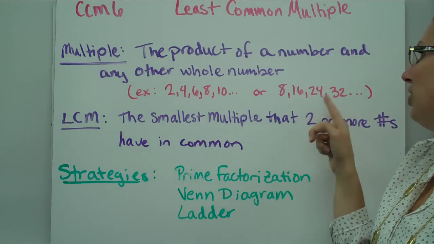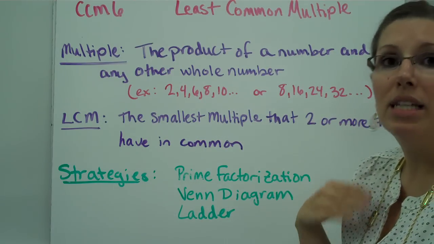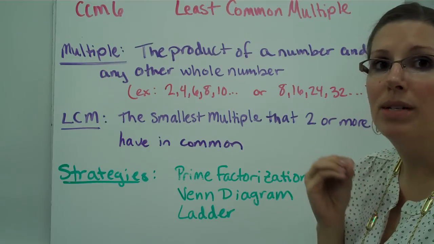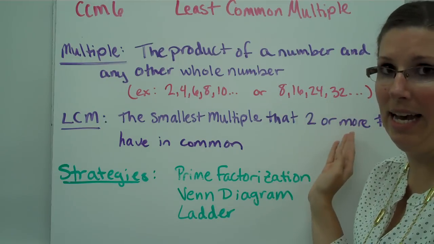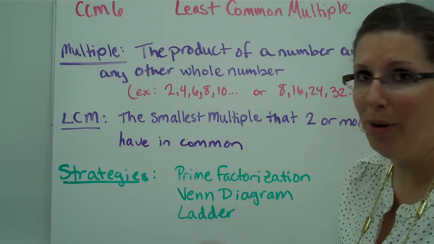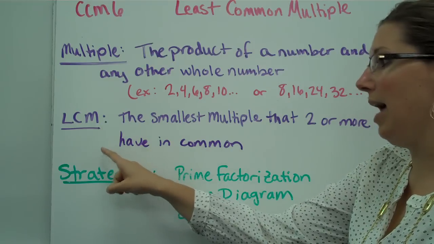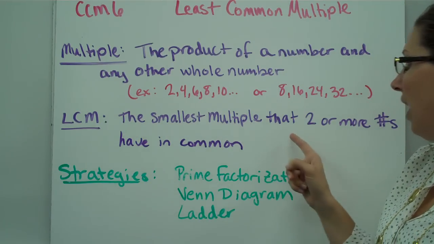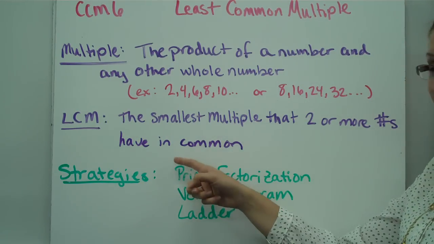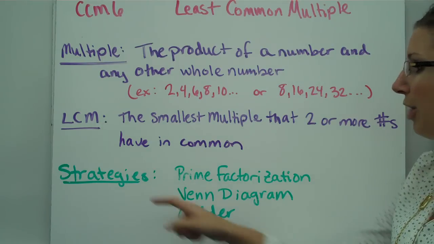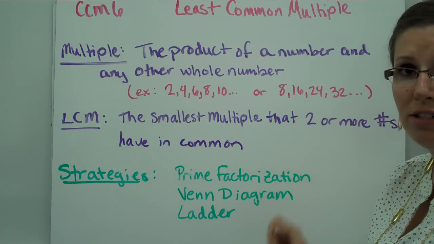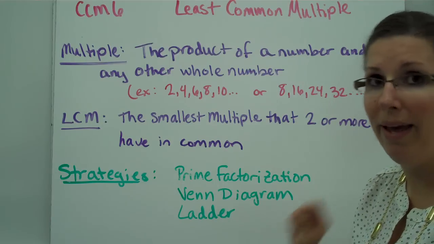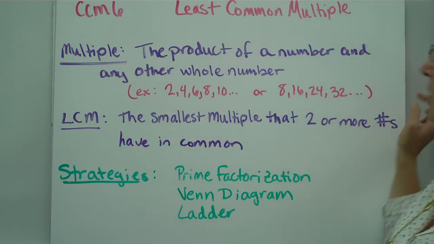Or 8, 16, 24, 32. 8 times 1 is 8, 8 times 2 is 16, and you get the idea. It's like counting by that number. LCM, or least common multiple, is the smallest multiple that two or more numbers have in common. Some strategies we're going to use today: prime factorization, Venn diagram, and ladder.